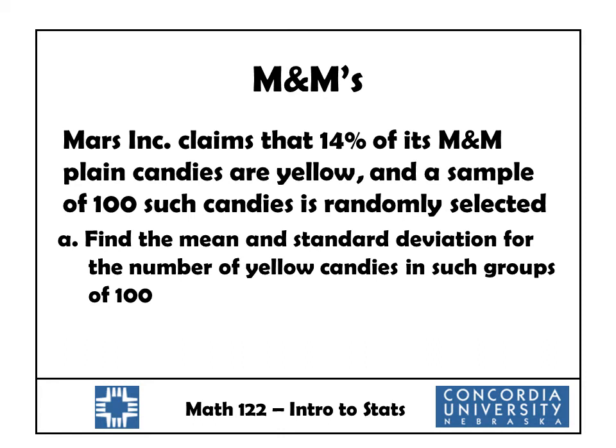So Mars Incorporated claims that 14% of its M&M plain candies are yellow, and a sample of 100 such candies is randomly selected. Part A, we want to find the mean and standard deviation for the number of yellow candies in such groups of 100.